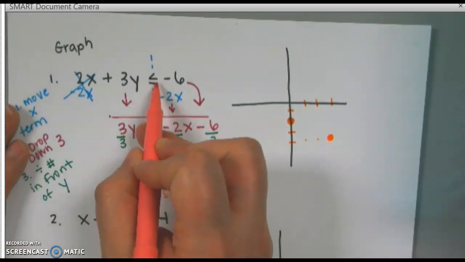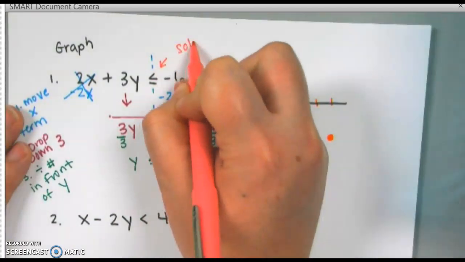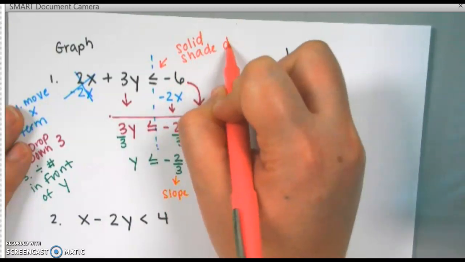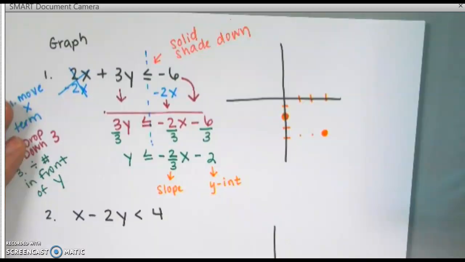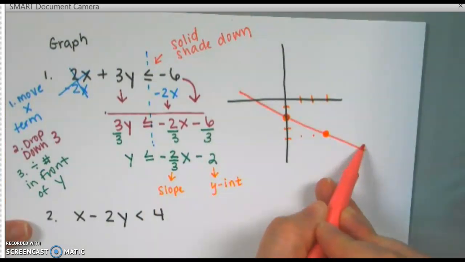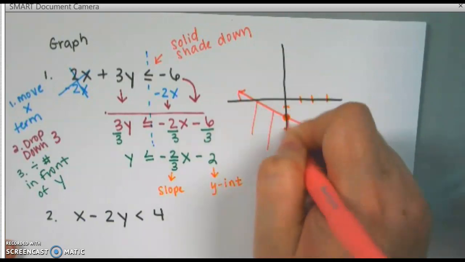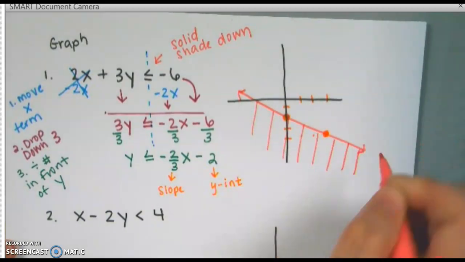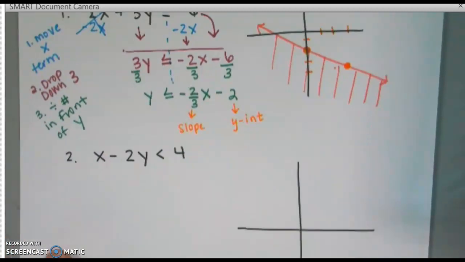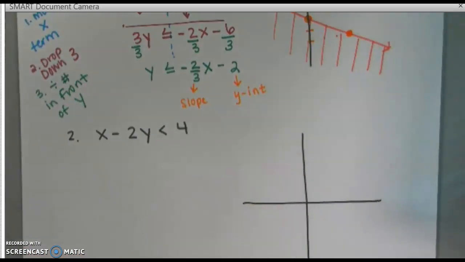So I have less than or equal to, which means this is going to be solid and shaded down. So connect them with a solid line, shade down. There's the inequality. All right, and again, pause this, watch it as many times as you need to.